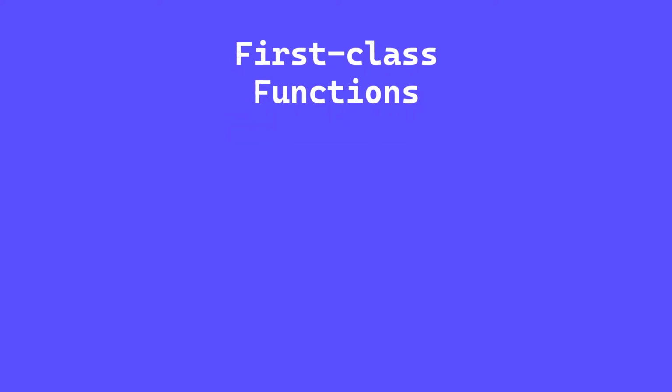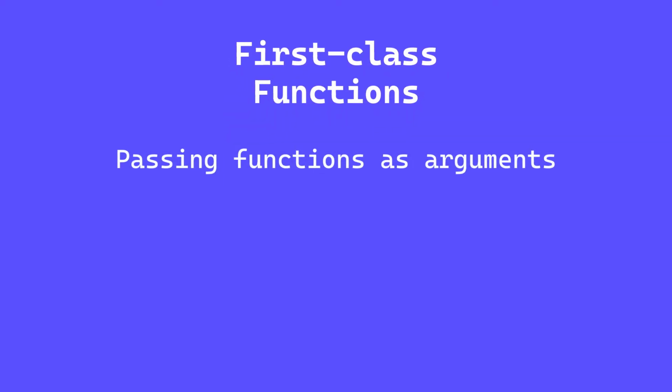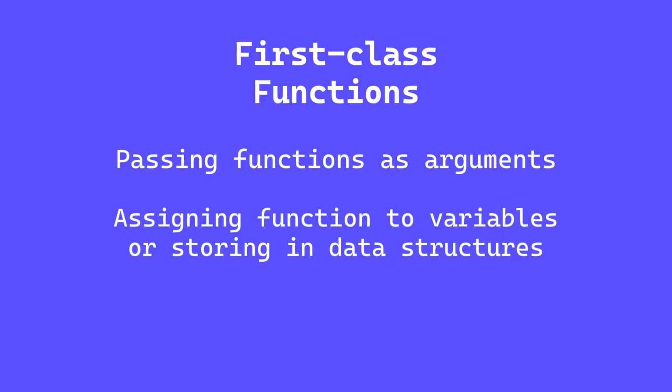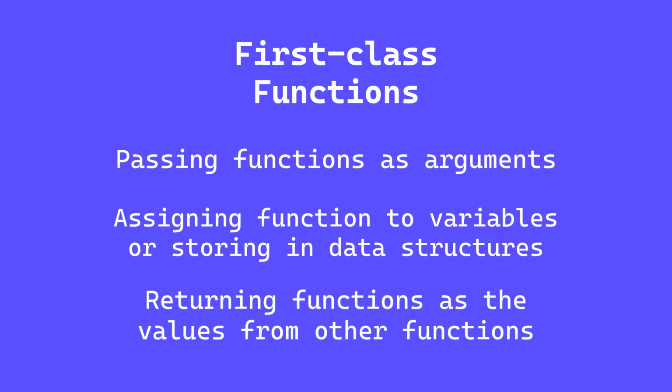So the last one is first-class functions. This just simply means that we can do all the following things with functions, and those are passing functions as arguments to other functions, assigning functions to variables or storing them in data structures, and returning functions as values from other functions. If the language supports these things, which JavaScript does, then it is a first-class function language.